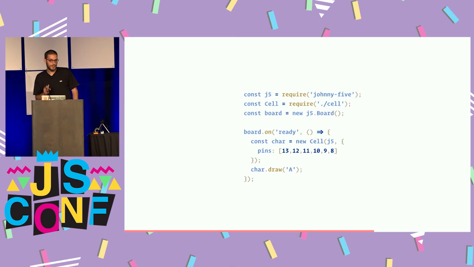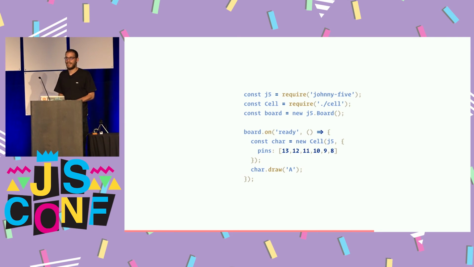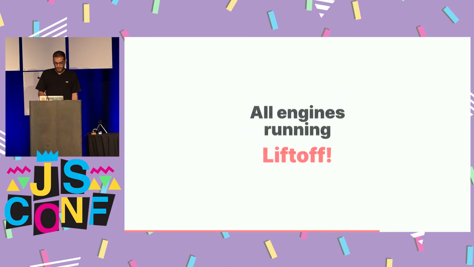So we're including the Johnny 5 module, we're including the cell class, we're initializing the board, and when the board is ready, we're creating a new instance of the Braille cell using just 6 pins as arguments, and finally printing out the character A. So I think most of you are quite bored right now. So why not bring up a live demo for you?